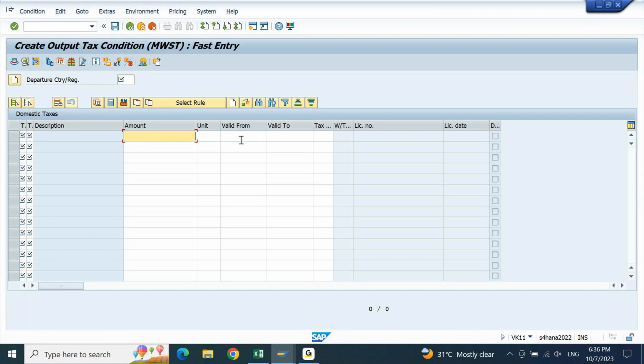So for maintaining the SD condition related taxation, SD consultant is involved. For MM related taxation, MM consultant will be involved. Only for the FI, where there is no sales order, purchase order, direct accounting entries, that is where the FI consultant straight configuration involvement will be there. Otherwise, for the taxation, FI, MM, SD will work together, because they need to update the condition records in their respective pricing procedures.